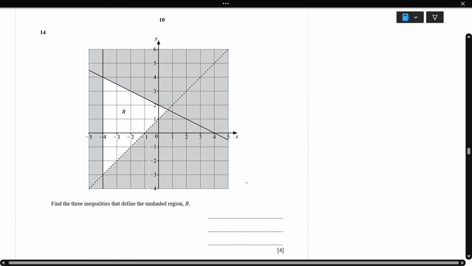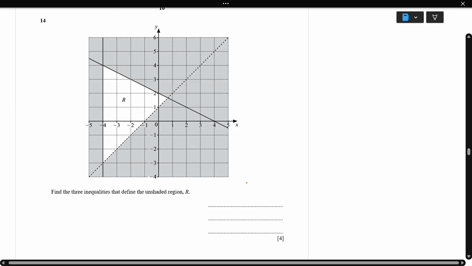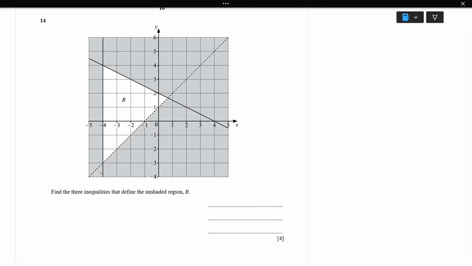The next question, number 14, here we need to find the inequalities. So first line, we know this is y, so it's shading above. So definitely the first one, I'll write y greater than or equal to -4, because it's a solid line, so it's greater than or equal to.